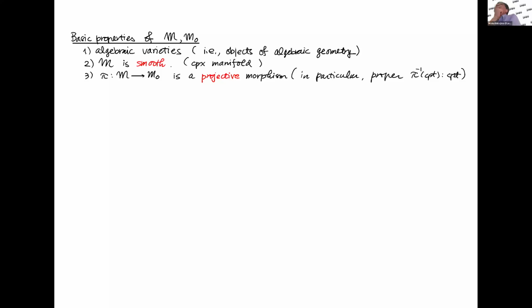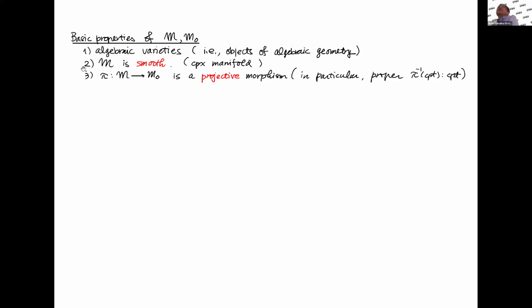And from geometric invariant theory, you can derive several properties of M and M0. First of all, both are algebraic varieties. It means that they are objects of algebraic geometry, so you can use various results in algebraic geometry. I will use some results, but not explicitly. Mainly I only consider M and M0 as topological spaces, and in particular I will consider their cohomology groups. In order to prove some statements I will in fact use results from algebraic geometry, but I will not explicitly mention how I used them.